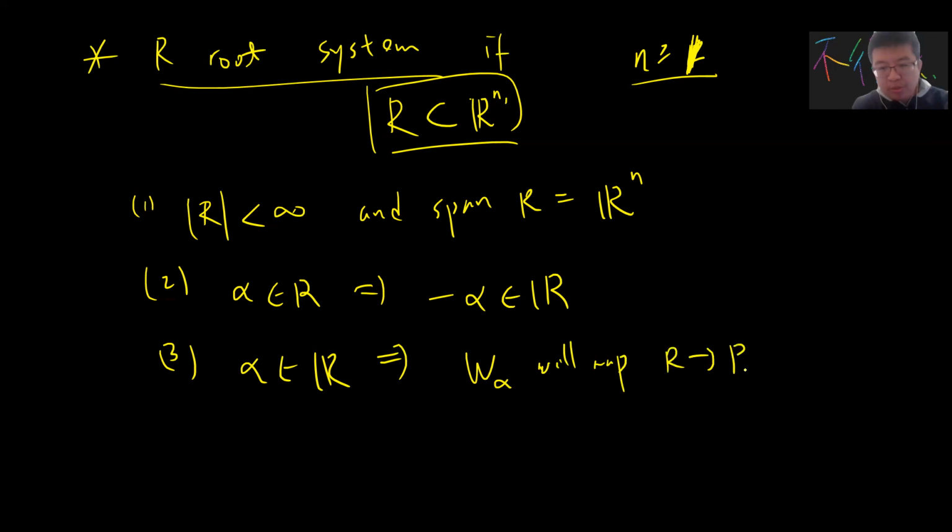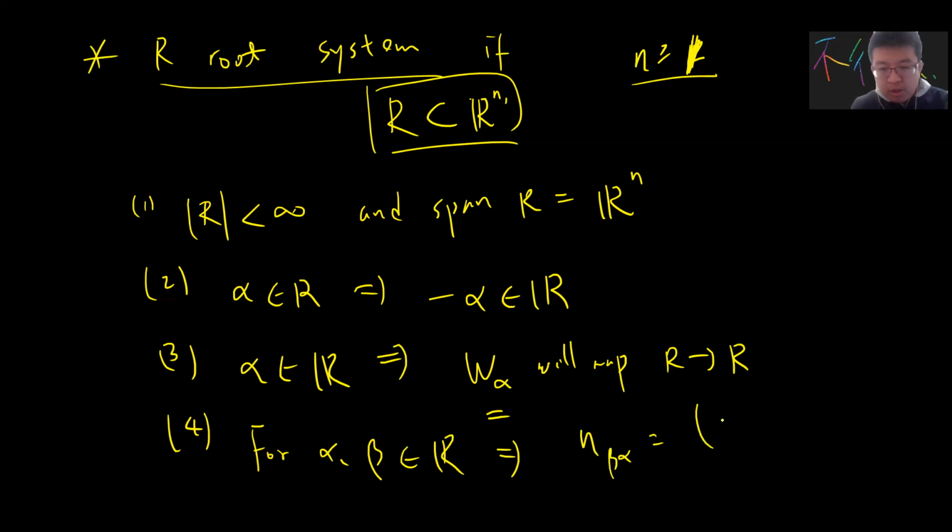We map R to R, right? Basically, you can construct a linear transformation and then force it to map R to R. So each vector acted on by this W alpha must be in the root system. And the first condition is that for any alpha, beta belonging to the root system, you can define n beta alpha to be the inner product of beta, alpha over alpha, alpha. Then this must be an integer.